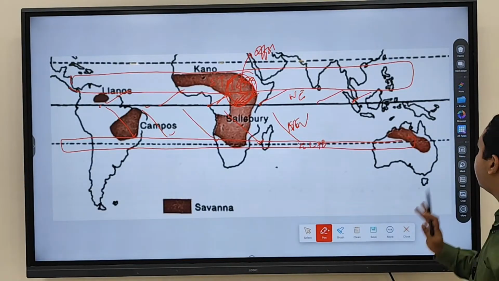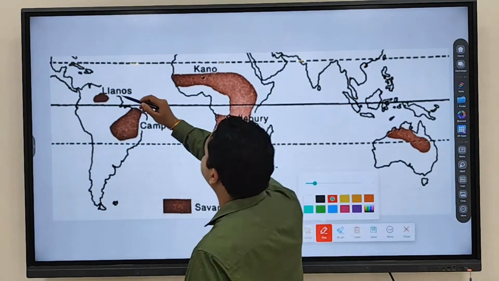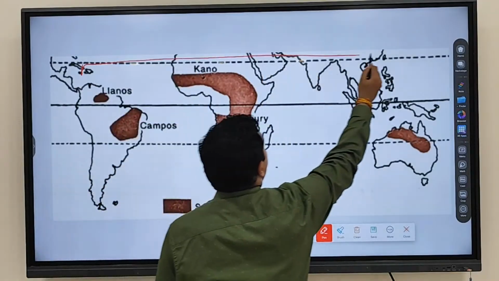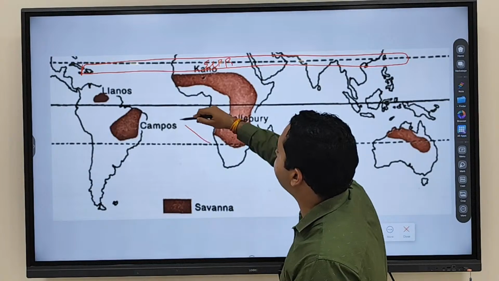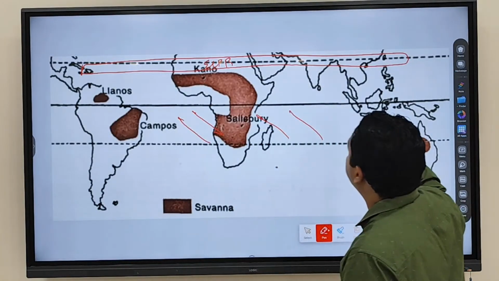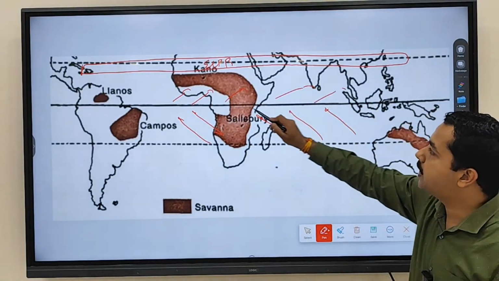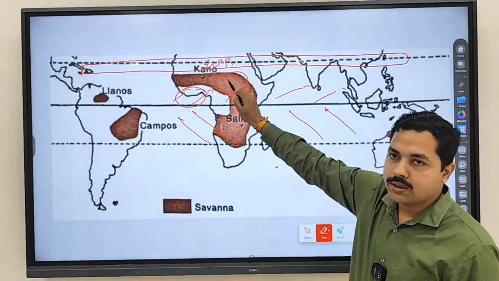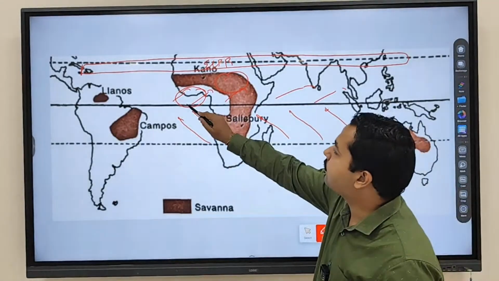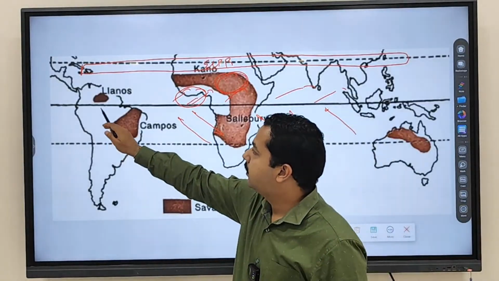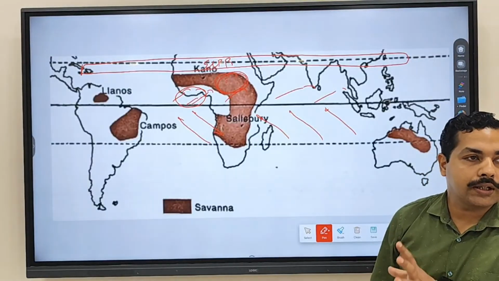In summer season, what will happen? As we discussed, the equatorial low pressure belt will shift upward. When it shifts upward, you will see winds crossing the equator. When winds cross the equator, they pick up moisture and create rainfall in this region. By the time wind reaches from here to here, what will happen? Moisture will decline.